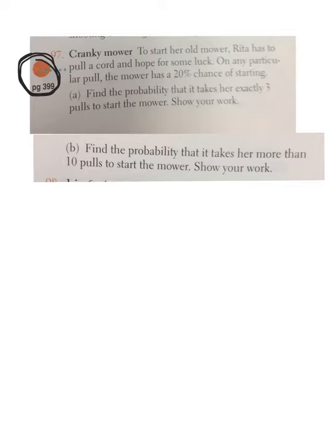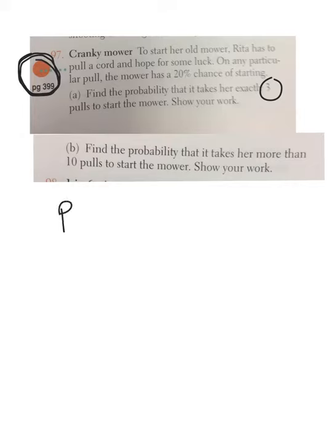So like this one, Rita has to pull a cord for her lawnmower, and there's a 20% chance of starting it. It doesn't make sense that if she started it she would continue trying to start it. Anyway, sometimes people, I tell you. Well, let's figure out the probability that it takes her exactly 3 times.